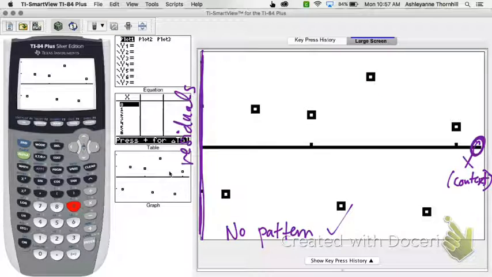The exact script would say, since the residual plot, in this case, displays no pattern, a linear model is appropriate for describing the relationship between x and y.